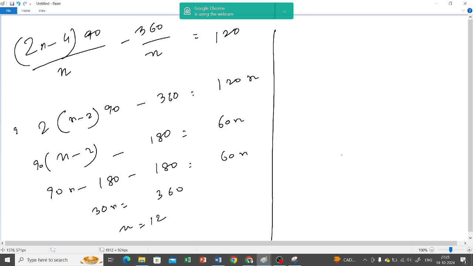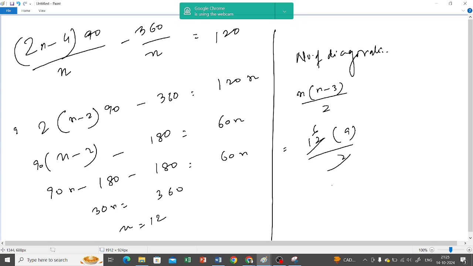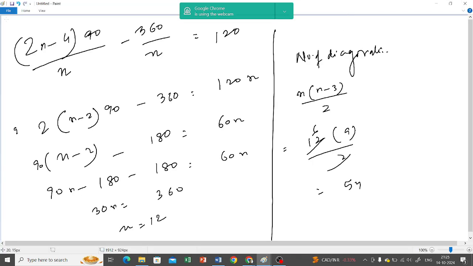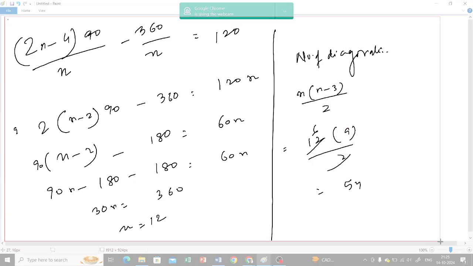Now what is the number of diagonals? What is the formula for the number of diagonals? The number of diagonals is n into (n minus 3) by 2. So what is n? 12. 12 into 9 divided by 2, that is 54. Did you understand? So simple.